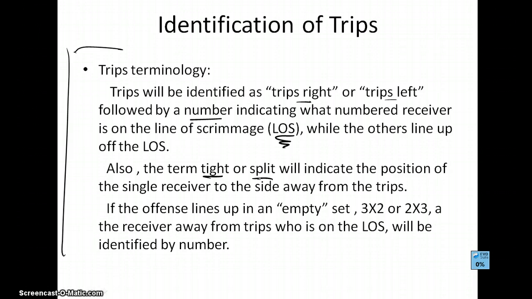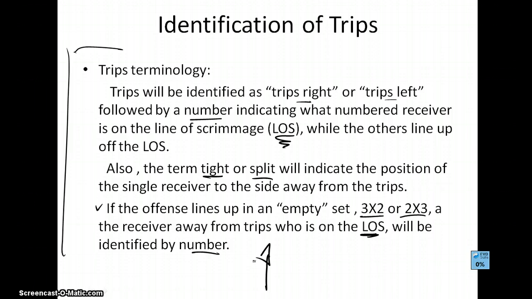Also, we'll use the term tight or split to indicate what happens with the usual single receiver away from the trips. If they line up in empty, which again we showed a few examples of a moment ago, we can say it's 3 by 2 or 2 by 3. This is a situation in which all 5 eligible receivers are out of the backfield. A receiver away from the trips who is on the line of scrimmage will also be identified by number. So take a minute to look at this information on this page.